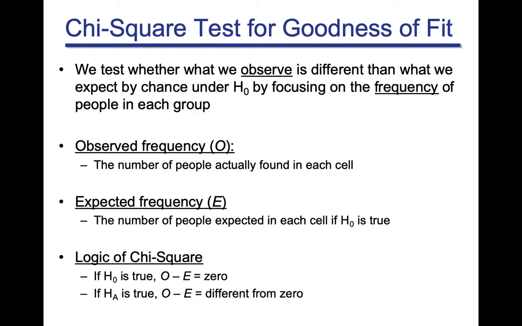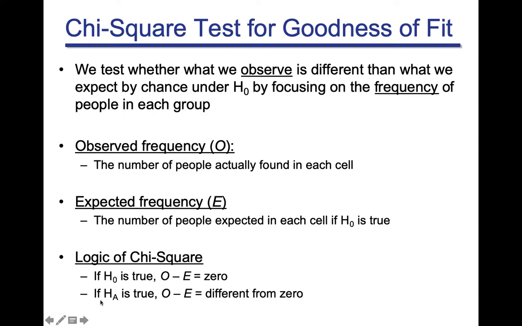So the logic of chi-square is this. If the null hypothesis is true, what we actually observe should match what we expect. So there should be zero difference between what we observe and what we expect under the null. If the null is true, we should actually get 25 people picking Coke and 25 people picking Pepsi, in which case there's zero difference between what we observe and what we expect under the null hypothesis.